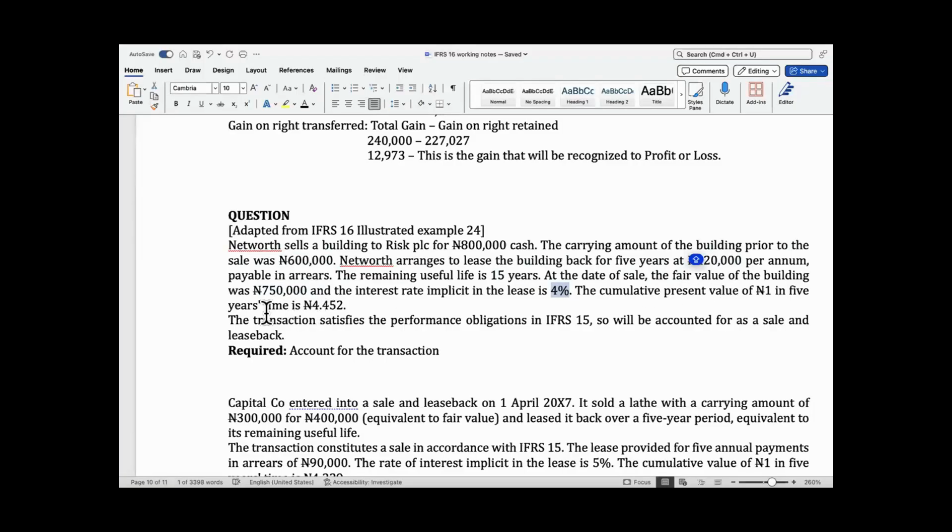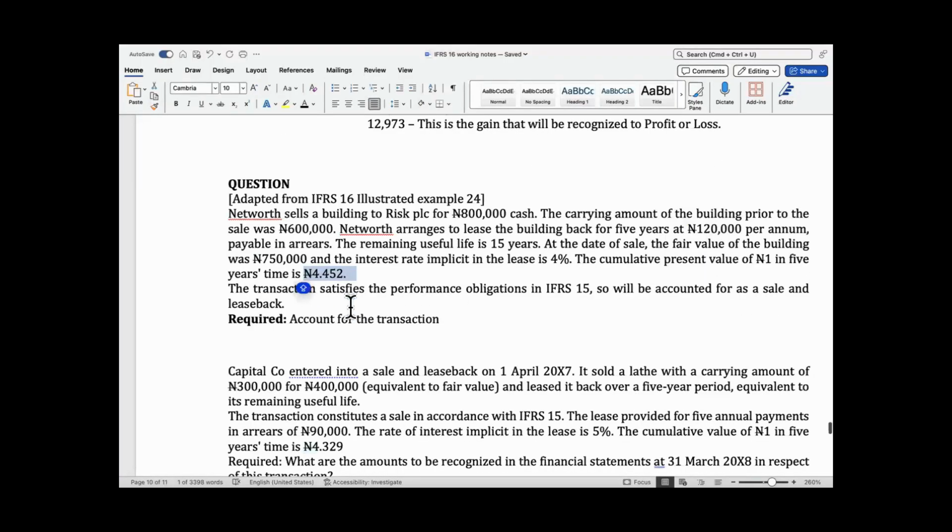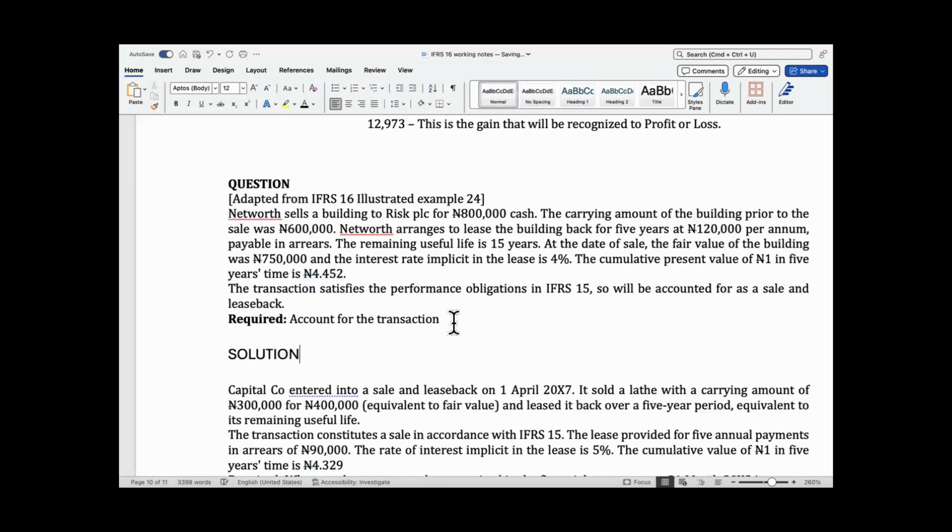The cumulative present value of 1 per year for 1 naira for 5 years is 4.452. This is the discount factor. The transaction satisfies performance obligation in IFRS 15, so it will be accounted for as a sale and leaseback. Okay. So this one is a sale from this last paragraph. They are saying it is a sale.